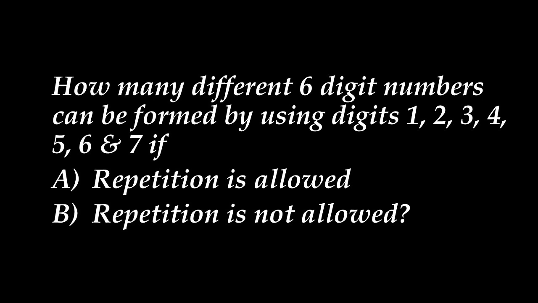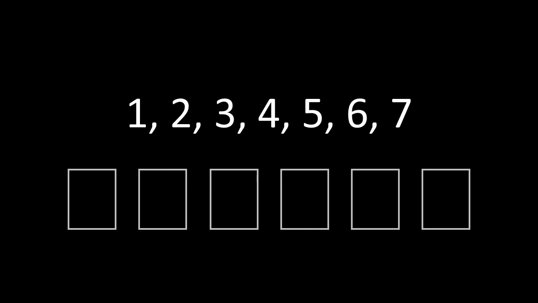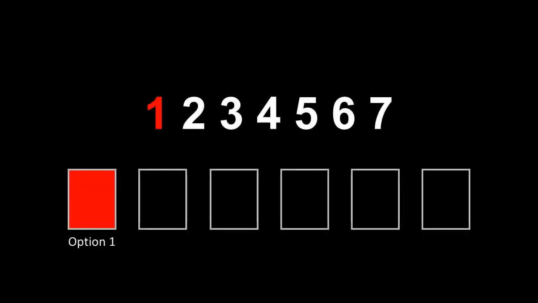We now have 7 digits 1, 2, 3, 4, 5, 6, 7. But the number that we are talking about is a 6-digit number. So we now have 6 boxes and each box will be filled by these numbers. When the repetition is allowed, the first box can be filled by 1, 2, 3, 4, 5, 6 or 7. So we have 7 possible options to fill in the first box.